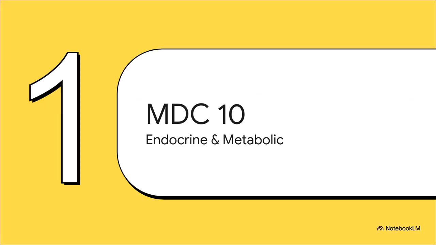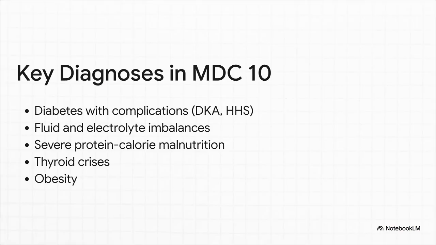All right, kicking things off with Section 1, MDC 10, covering endocrine, nutritional, and metabolic systems. So this category is huge. It encompasses some really complex systemic issues that heavily impact inpatient hospital reimbursement, not to mention length of stay. Getting this right is absolutely essential, guys. The core conditions under MDC 10 carry immense clinical and financial weight.